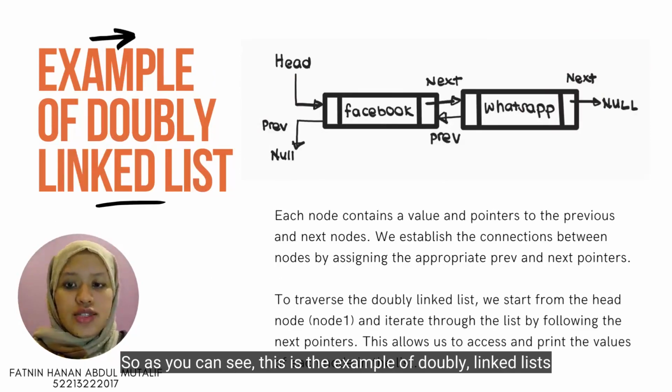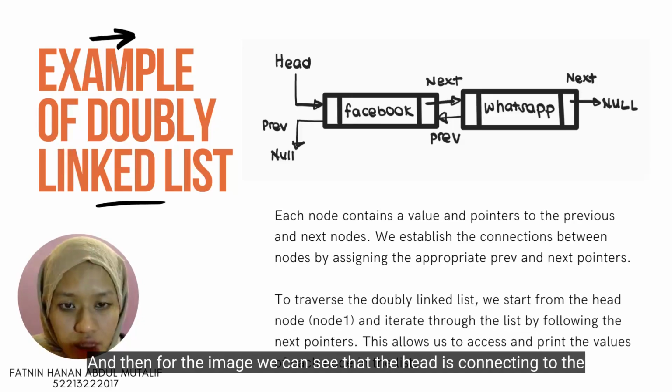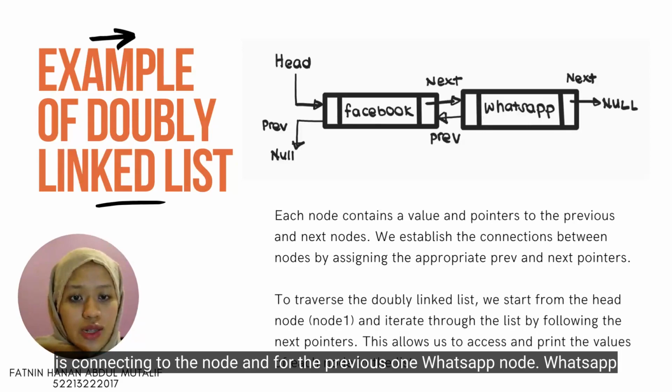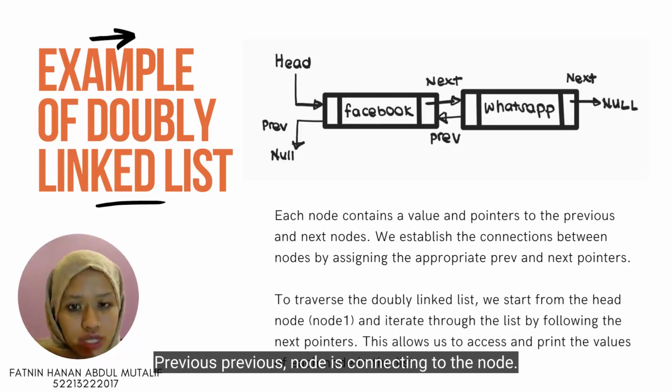So as you can see, this is the example of doubly linked list. Each node contains a value and pointers to the previous and next node. Then for the image, we can see that the head is connecting to the Facebook, and the next node is connecting to the WhatsApp, and the next node is connecting to the now. And for the previous one, WhatsApp is connecting to the Facebook, and the previous node is connecting to the now.